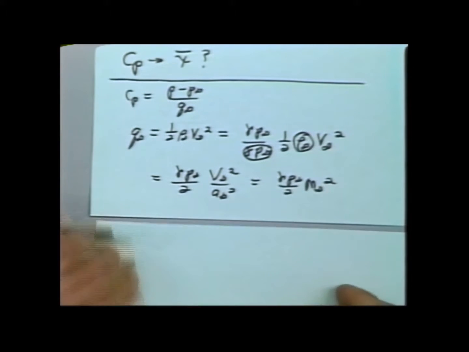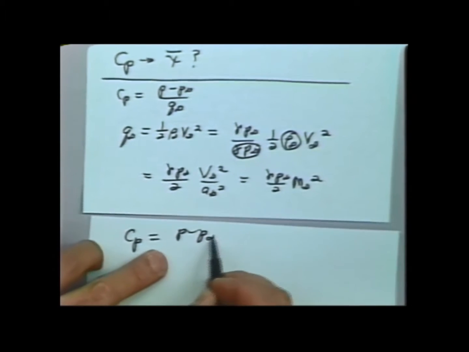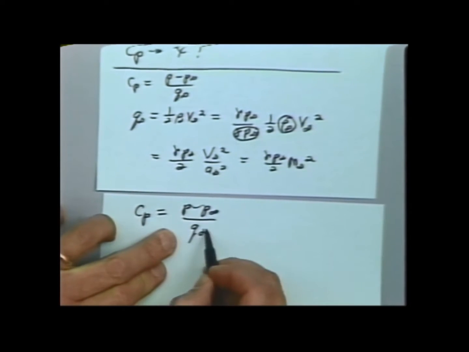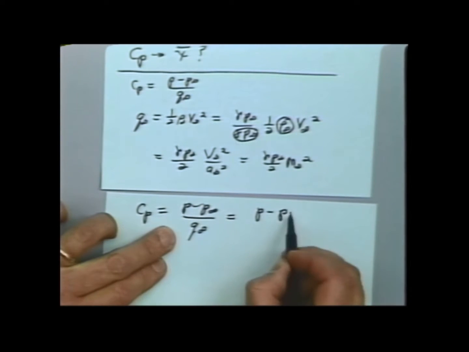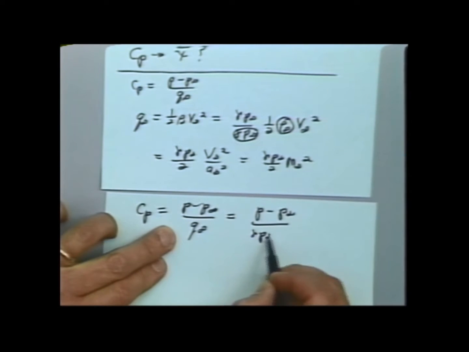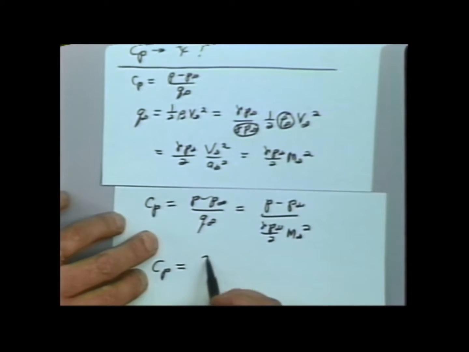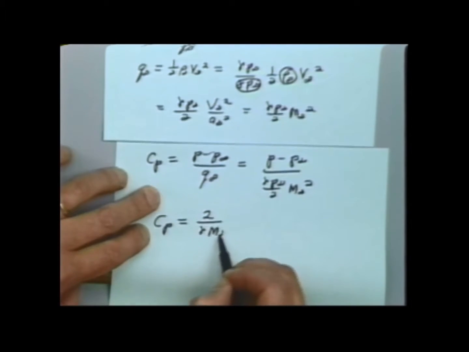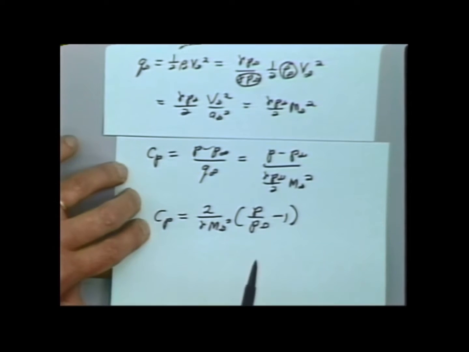So what does that say? When we go back to our pressure coefficient, which is P minus P infinity over Q infinity, it is really P minus P infinity divided by gamma P infinity over 2 times Mach number squared. Or the pressure coefficient can be expressed as 2 over gamma M infinity squared times P over P infinity minus 1.